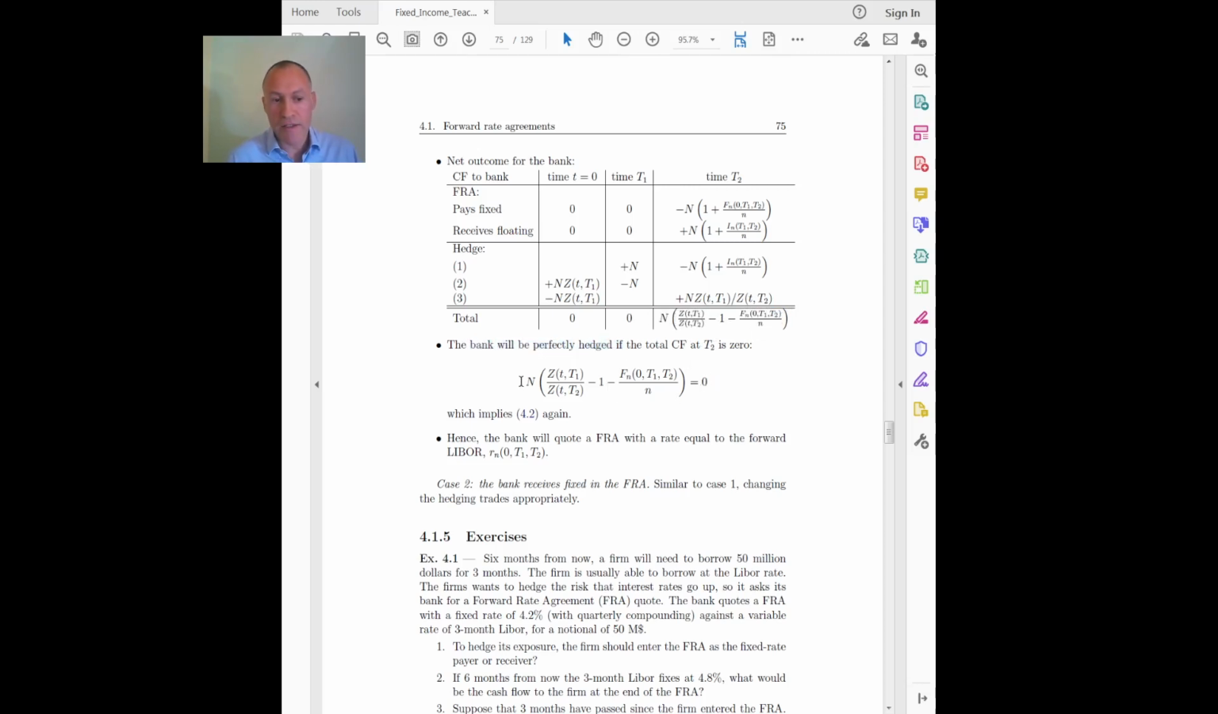And this is exactly the equation we had before when we did the proof in the first alternative. So again, the result from this is that the rate that the market maker will quote is exactly the result we got before, which is the forward rate. All right, and I'll stop here.